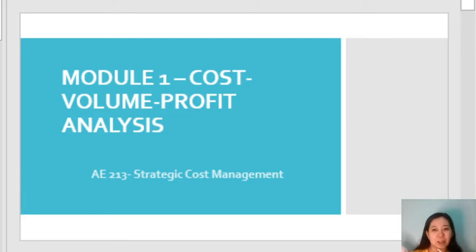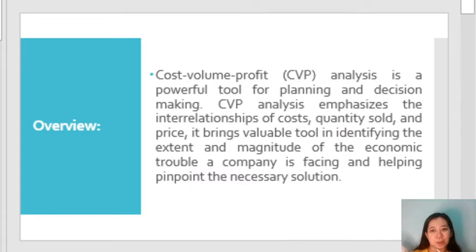AE213, Strategic Cost Management. For our first module, we will be discussing cost volume profit analysis. To start with, we'll have the overview of the subject. This subject is about cost volume profit, also abbreviated as CVP.